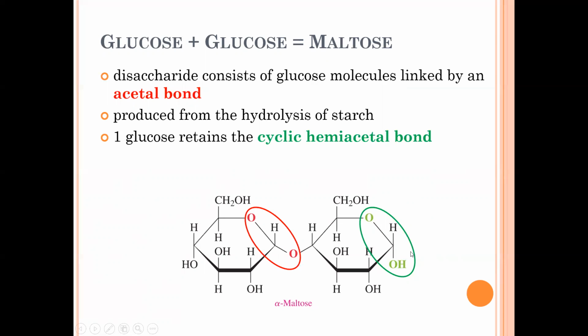So disaccharides are linked by acetal bonds. And this is where we're getting into that pattern and understanding the difference between a hemiacetal and an acetal. And when we have any of our carbohydrates in cyclic form, they'll always have what we call a hemiacetal end.